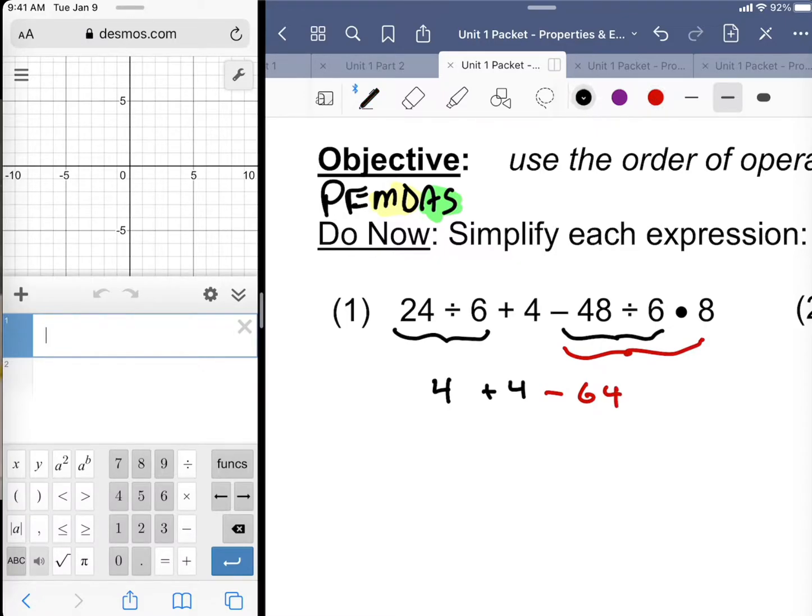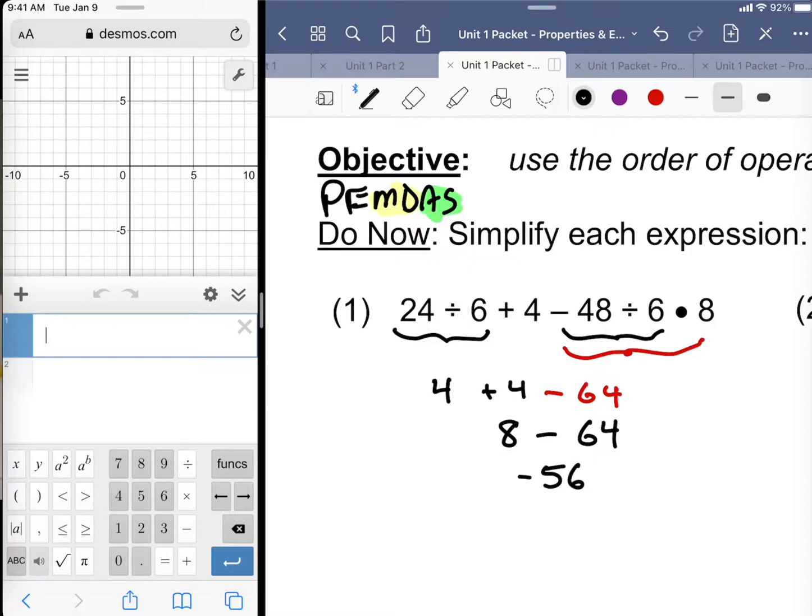So then addition followed by subtraction, only because addition comes first in the sequence. 4 plus 4 is 8, minus 64. So 8 minus 64 is going to be negative 56.